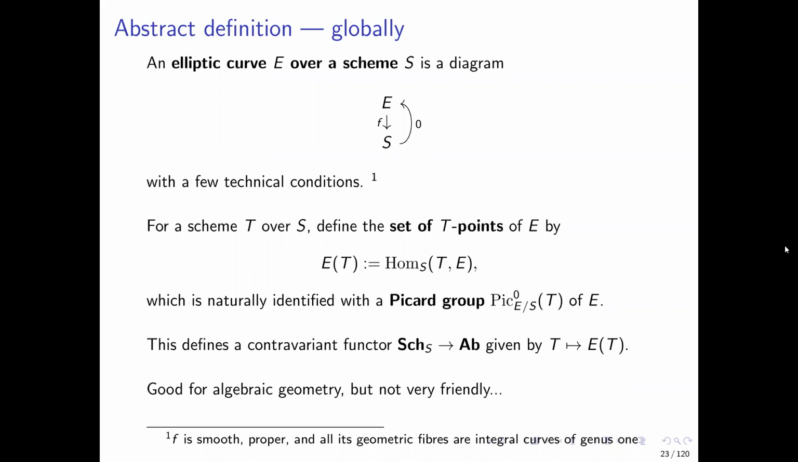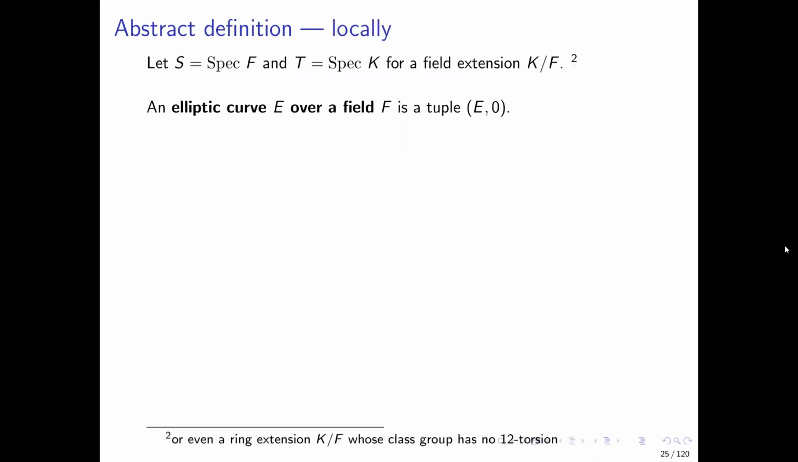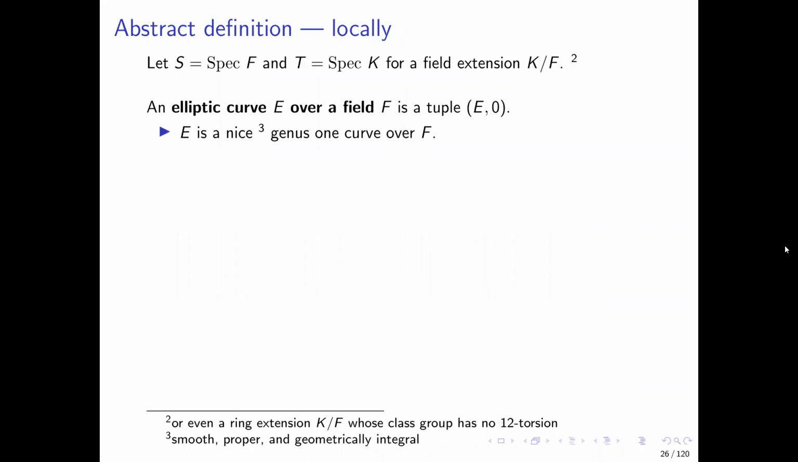This means that this 0 chooses a point in E. Basically, you have an E and you have a point 0 that is chosen by the section going up, right? So here E is a nice genus 1 curve. The nice thing comes from all these technical conditions, and O is a point in E defined over F, right?